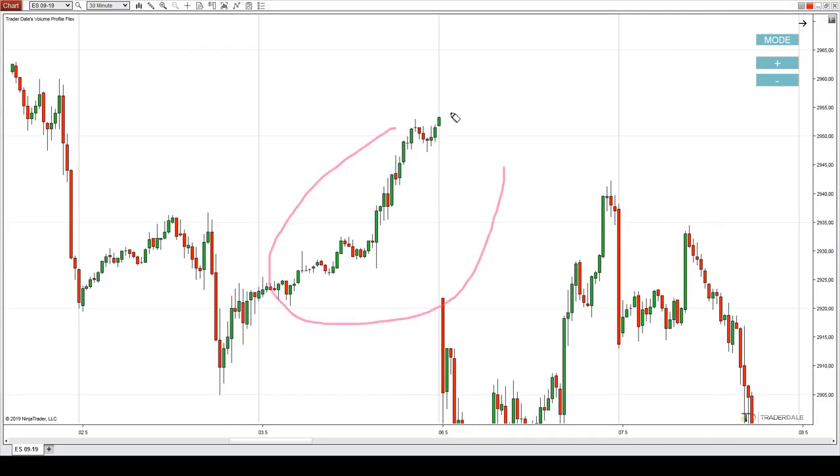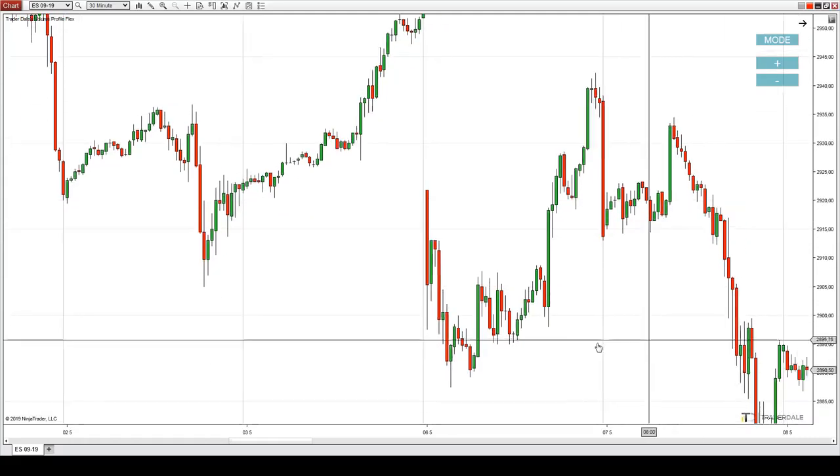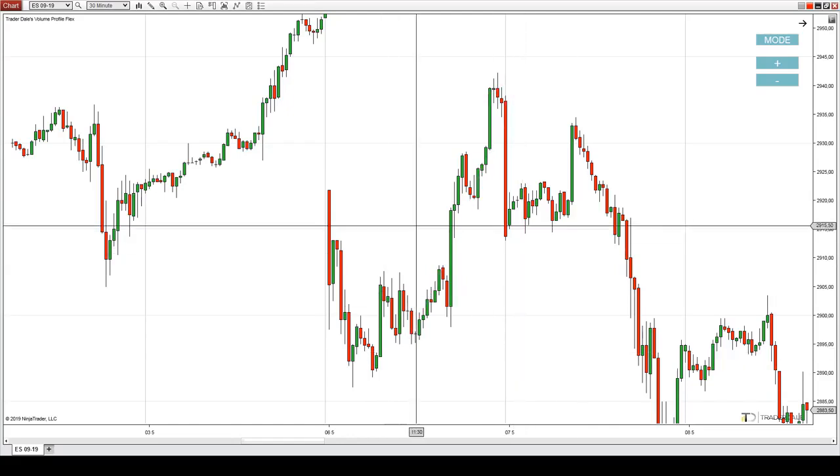Another trend was in here, but as you can see there was an opening gap, so all the levels would get invalidated by the gap, so there would be no trade from there. So let's move forwards. There was buying activity in here, so let's have a look at the profile.